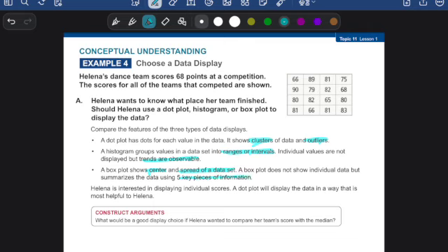If Helena is interested in displaying individual scores, well, individual scores are not shown in box plots, not shown in histograms, because that's just frequency in each interval. So she's going to want to show a dot plot to represent individual scores. What if she wanted to compare the median with other teams? Well, we see the median in a histogram, and we also see it in a box plot. It's very clear in a box plot, so she could use either of those.